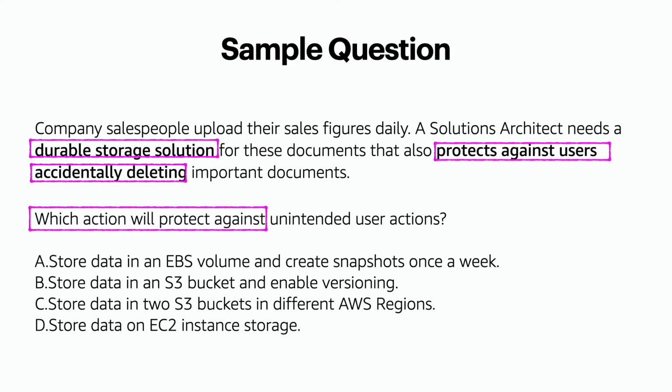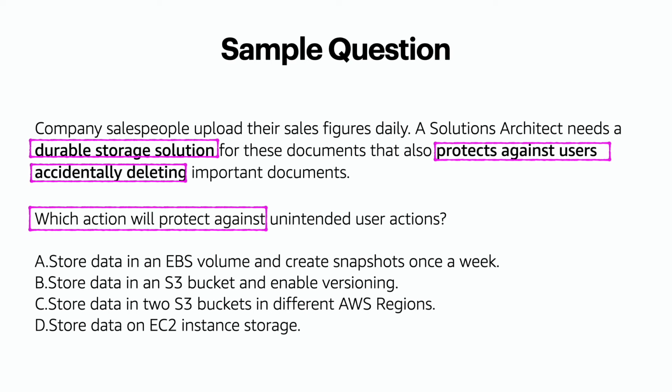Now, the second one, storing data in an S3 bucket and enabling versioning, sounds very good to us, because if a document is deleted, you are able to restore it because versioning is enabled, and also you can get the previous version of the document, just in case there was an accidental deletion.